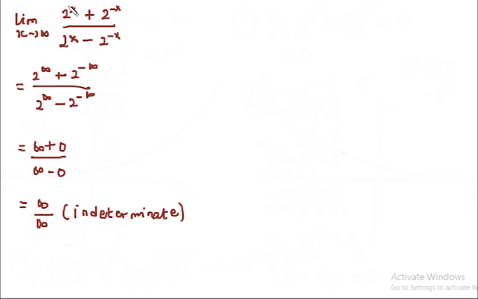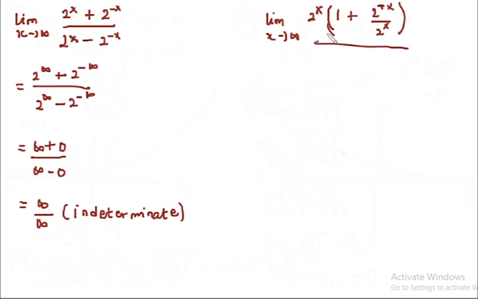To do that, I'll try factorization. I'm factorizing 2^x out of the numerator and 2^x out of the denominator, so that I can rewrite my limit as the limit as x approaches infinity of 2^x open bracket, factorizing 2^x from 2^x is 1, factorizing 2^x from 2^(-x) I have plus 2^(-x) divided by 2^x, divided by 2^x open bracket 1 minus the same thing, 2^(-x) divided by 2^x.